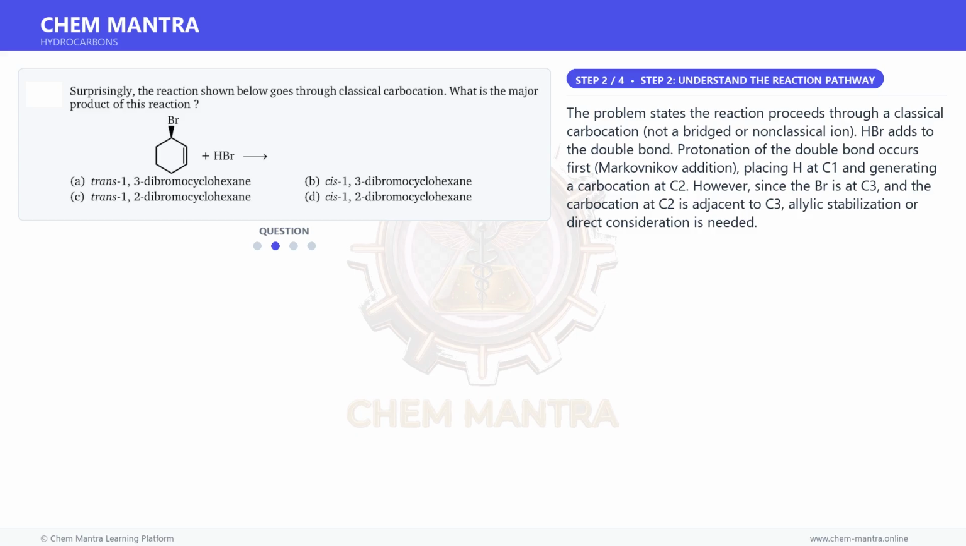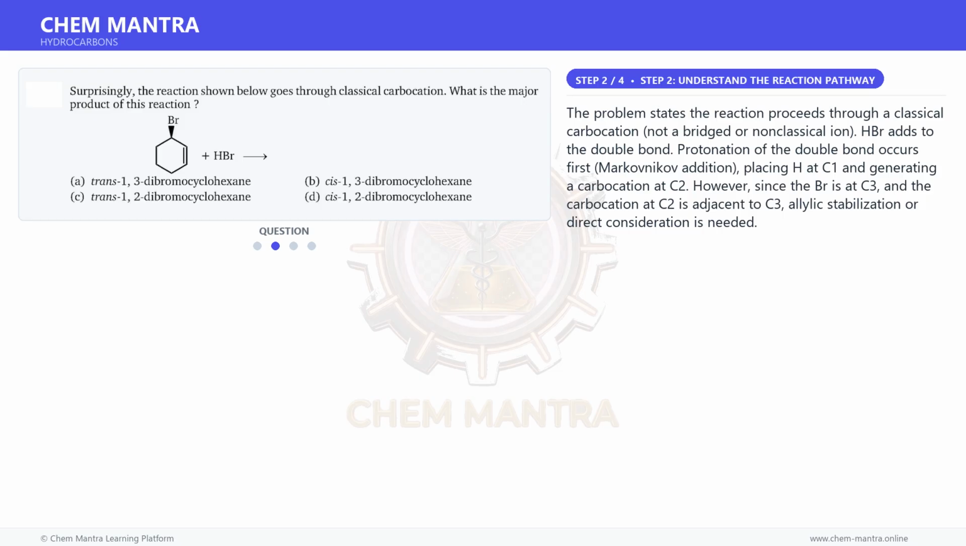The problem states the reaction proceeds through a classical carbocation, not a bridged or non-classical ion. HBr adds to the double bond. Protonation of the double bond occurs first, Markovnikov addition, placing H at C1 and generating a carbocation at C2.